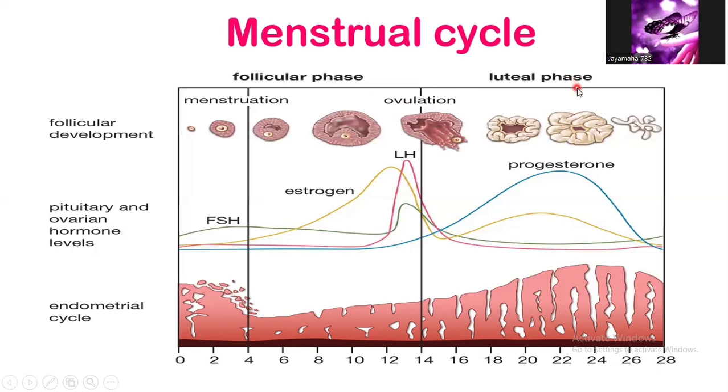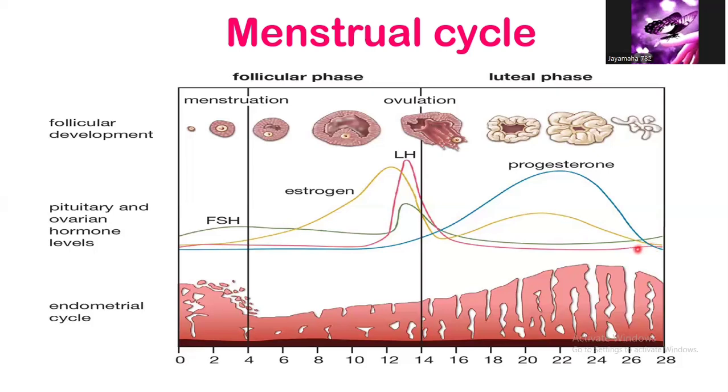And in the luteal phase, which extends from day 15 to 28 of the cycle, the ruptured follicle is transformed into the corpus luteum, which produces progesterone. This progesterone, the blue line, shows that it helps to maintain the thickening of the endometrium for a possible pregnancy. If fertilization does not occur, the progesterone level drops, leading to menstruation.